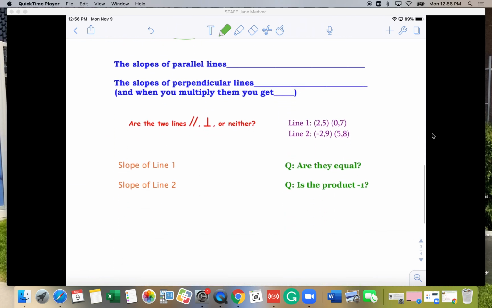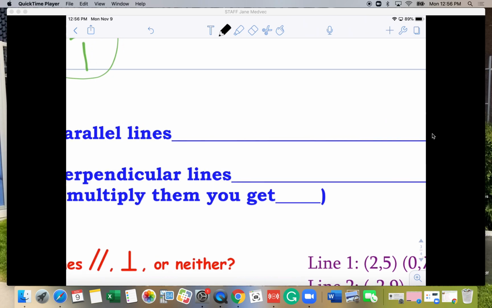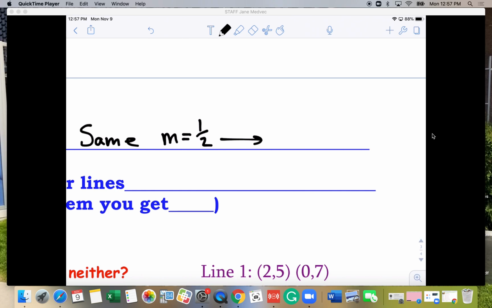Let's keep going and let's talk about parallel lines. Parallel lines are lines that will never intersect. And so if they never intersect, I know that their slopes are the same. So an example would be if m is 1/2. If I'm looking at parallel lines, the new slope is still going to be 1/2, the same as the other line.